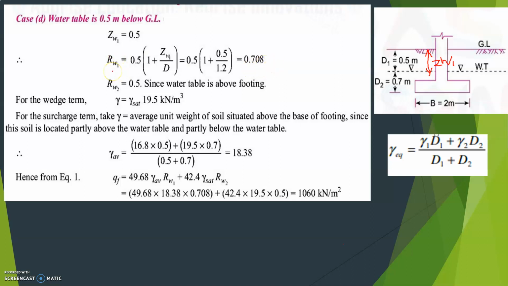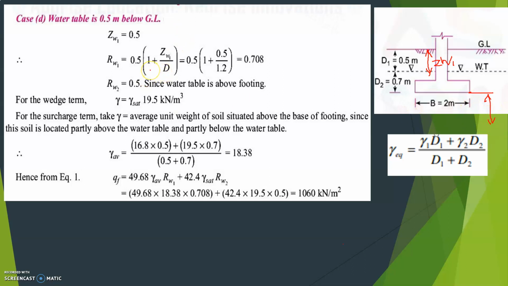So this is RW1. Now you have to calculate what is RW2. RW2 is with respect to ZW2, which is always measured below the base of the foundation, that is this portion. But now that effect is not there because the water table is located here only. So you can consider ZW2 equal to 0. Once you substitute in this equation, both the formulas are the same, RW2 and RW1, only this becomes ZW2. So in this case ZW2 is equal to 0.